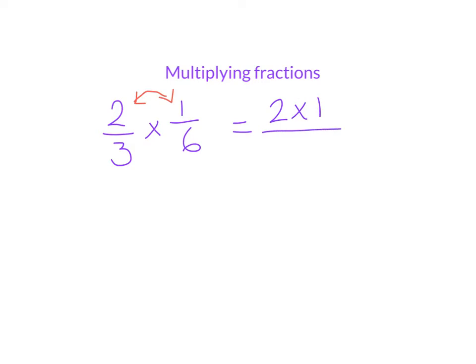Okay, today we're going to take a quick look at multiplying fractions. Now, we've done adding and subtracting, which are actually much trickier. Multiplying is the easiest of all the operations, because all we need to do is multiply the numerators, the number on top, and that will be our new numerator, and we multiply the denominators, the number on the bottom, to give us our new denominator. 2 times 1 is 2, 3 times 6 is 18.